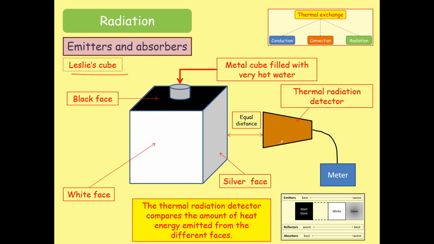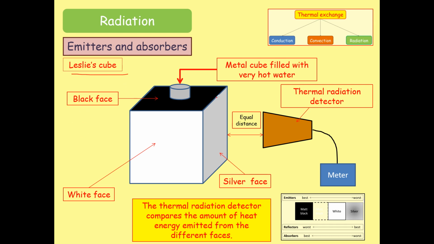But if we look at the energy being absorbed, if we do not fill this with hot water and instead put light on the outside, we'll find that the silver surface is going to be the best reflector, the white surface is going to be a good reflector, but this black surface will heat up faster. Why? Because it is able to absorb heat much quicker. So this is one experiment.